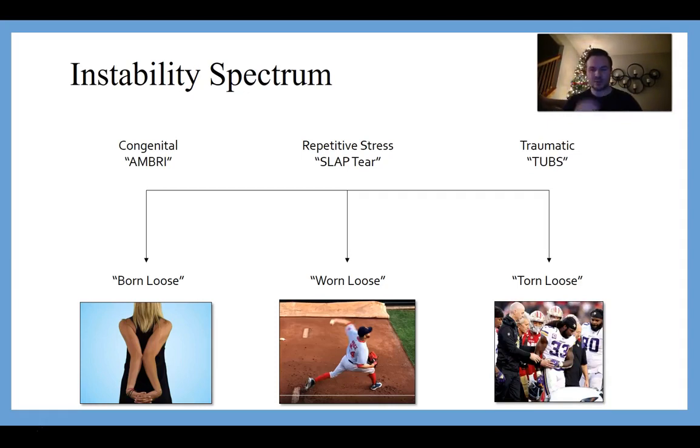And this last weekend, so I live up in Minnesota, and we work with the Minnesota Vikings occasionally. And so this is Dalvin Cook, who was just diagnosed with a shoulder dislocation this past week. So hope he gets better soon.